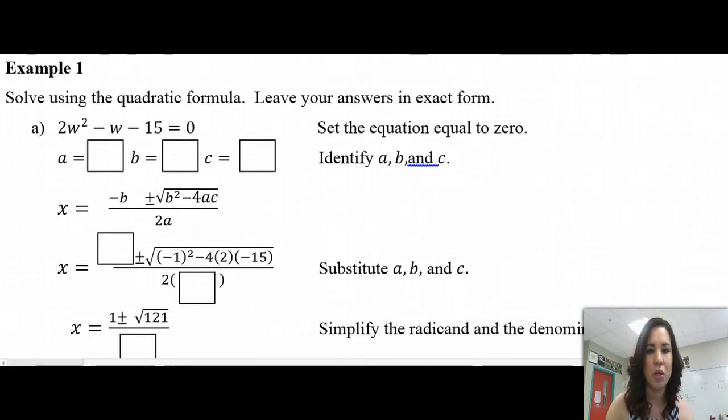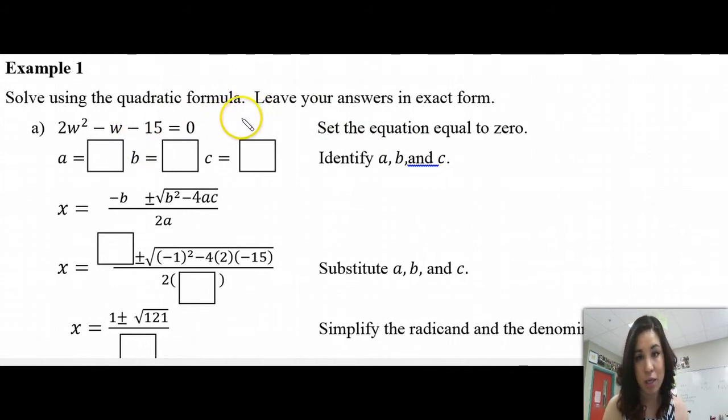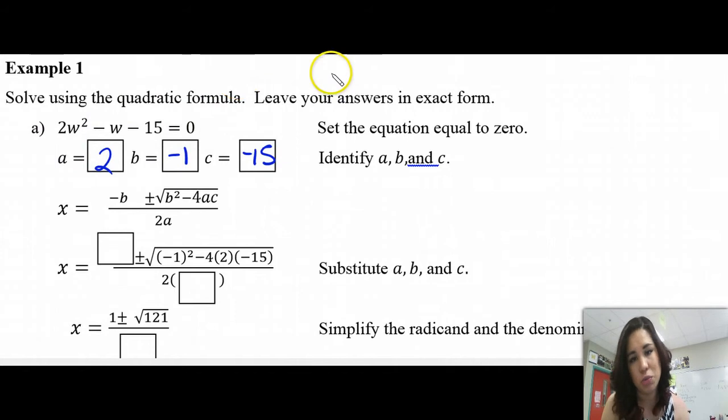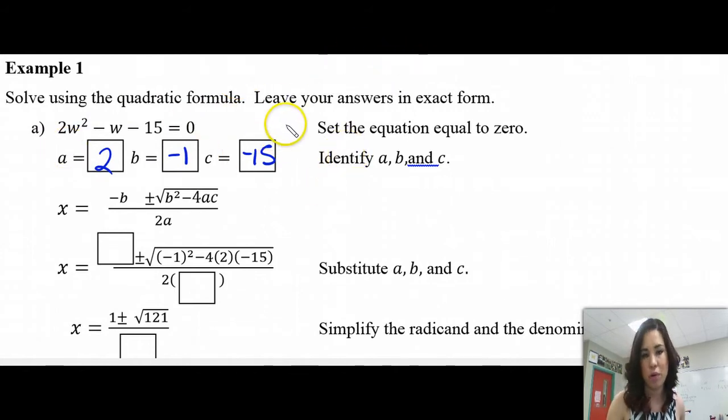In example 1, we're going to solve using the quadratic formula. So the first thing that we're going to do is label what a, b, and c are. We've already learned how to find a, b, and c because we used it when we factored trinomials. So a is 2, b is negative 1, and c is negative 15. Of course, my first step would always be to try and factor it. That's the easiest way to do it. Do factoring and then go from there. If it's not factorable, then I would try the quadratic formula. But for the purpose of this video, we're just going to do the quadratic formula.